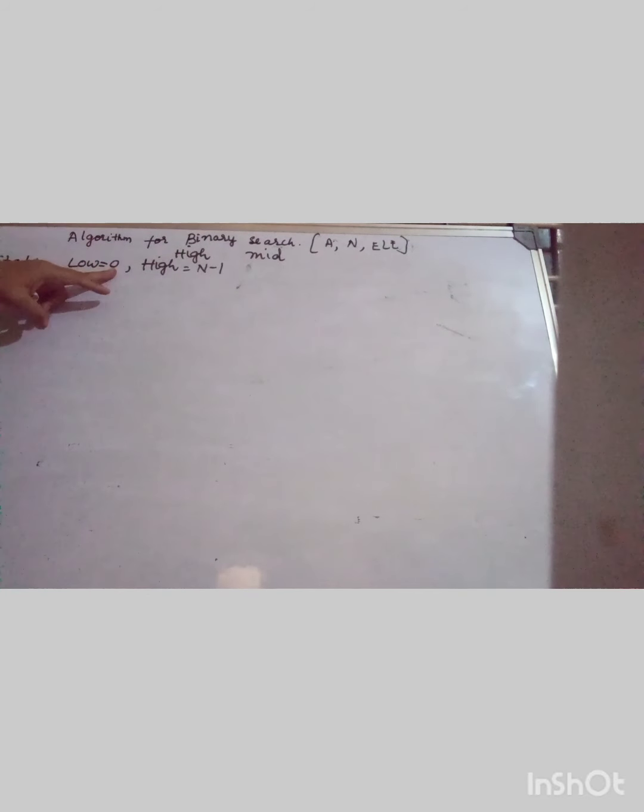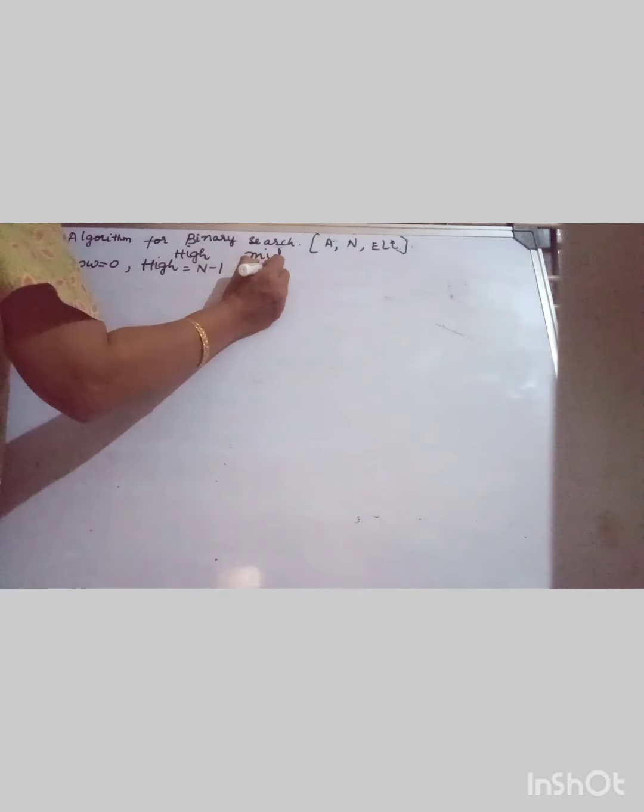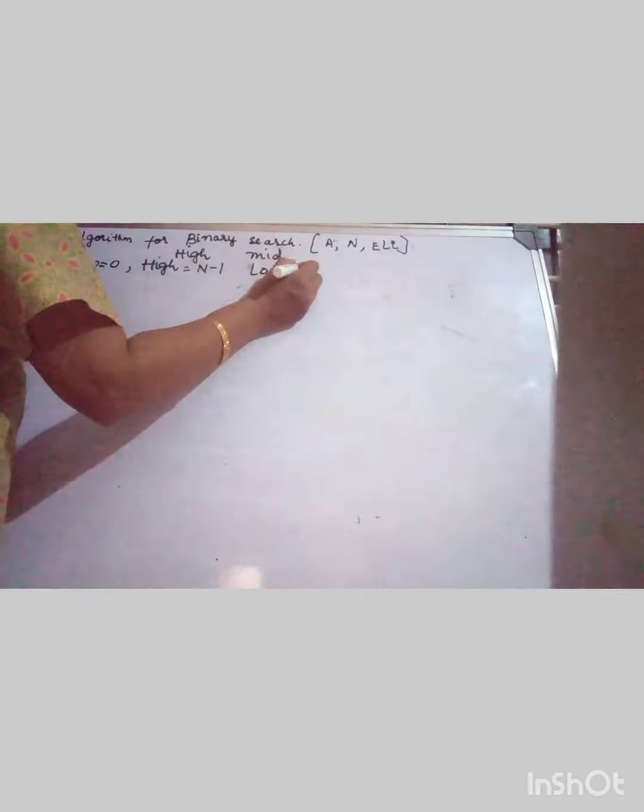Low is equal to 0. High is equal to n minus 1. Location, we don't know, so we will give -1 for the search element. The location of the search element at the beginning is -1.